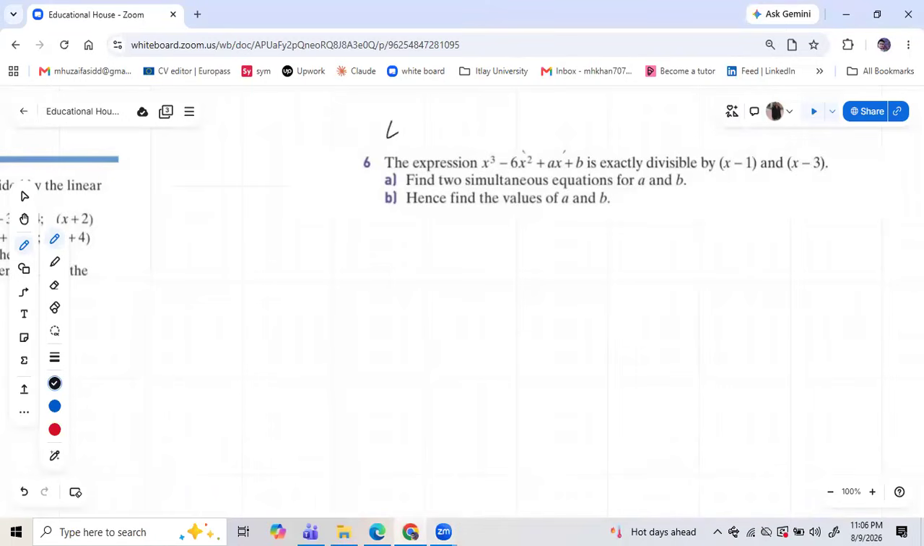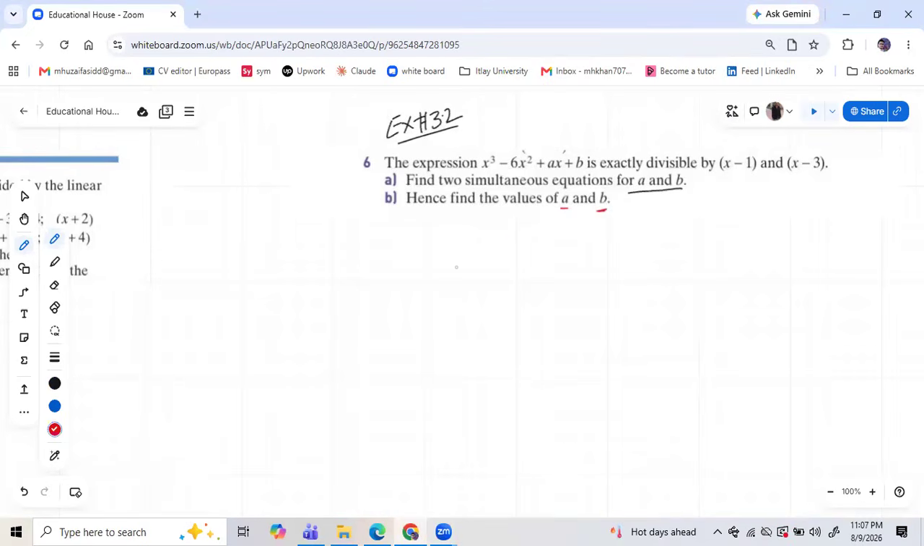So this is our exercise 3.2, and this is your last question from exercise 3.2. The expression x cube minus 6x squared plus ax plus b is exactly divisible by x minus 1 and x minus 3. Find the two simultaneous equations for a and b, then find the values of a and b.